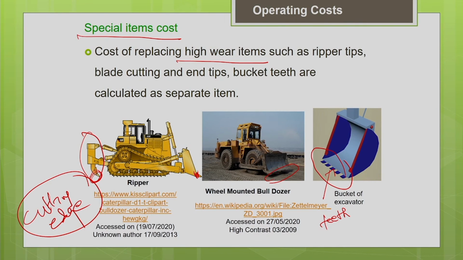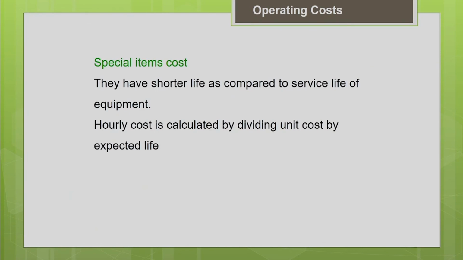So special items mean the cost of replacing high wear items such as ripper tips, blade cutting edges, and bucket teeth. All these are calculated as a separate item, the special items, because they have a shorter life compared to the service life of the remaining part of the equipment. For this also you have to calculate the hourly cost. To know the hourly cost, you should know the unit cost of the item and divide it by the expected life of these items.